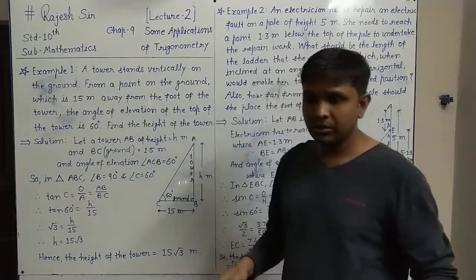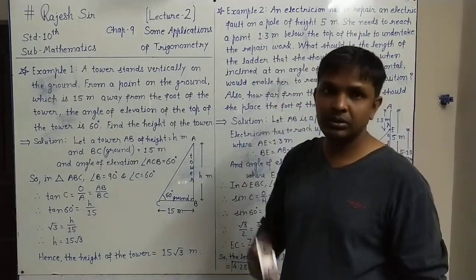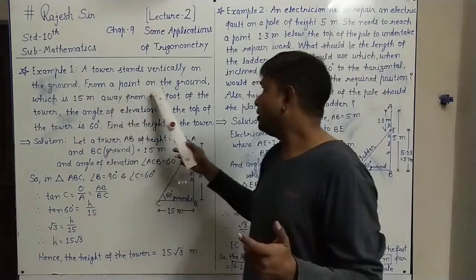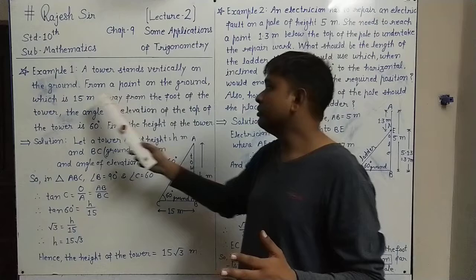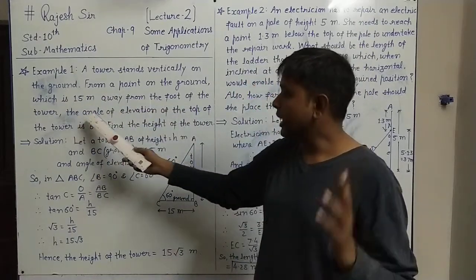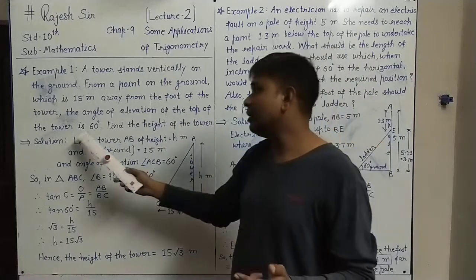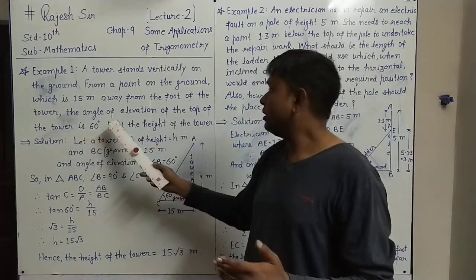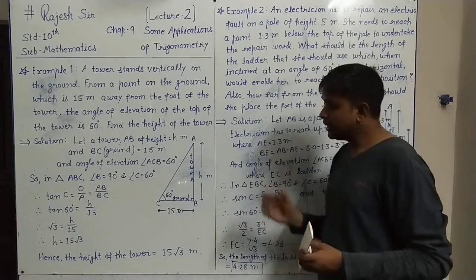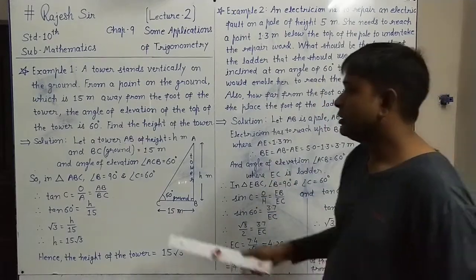You know that a tower always stands vertically on the ground. From a point on the ground which is 15 meters away from the foot of the tower, the angle of elevation of the top of the tower is 60 degrees. Find the height of the tower. This is the question. Related to this we have to draw the figure.